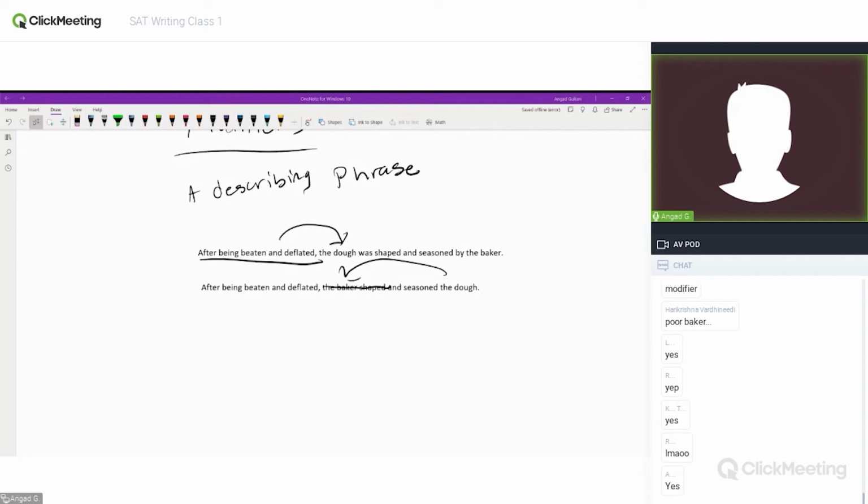So I'm going to give you guys another example. And these are, oh, I forgot to mention, these are most of the time set off by a comma, like here, after being beaten and deflated, comma. These are most of the time being set off by a comma. Remember, I said most, not all the time. All right. So I'm going to give you guys another example. So this is an incorrect example of a modifier.